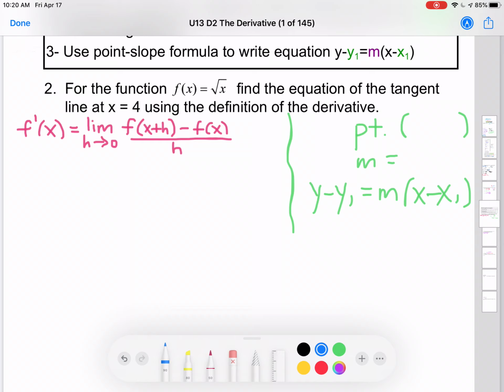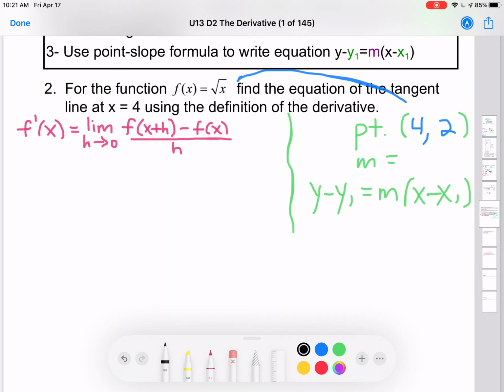Okay, so my x value is 4. And then if I plug 4 in, the square root of 4 is 2. So there's my point. You might as well just get that point before we start. Okay, now let's go ahead and get our slope machine, and we'll find what that slope actually is at 4.